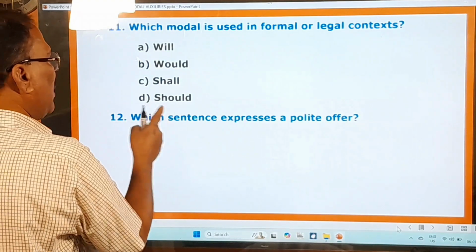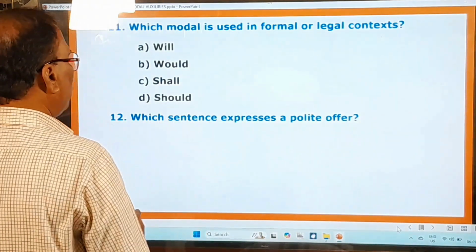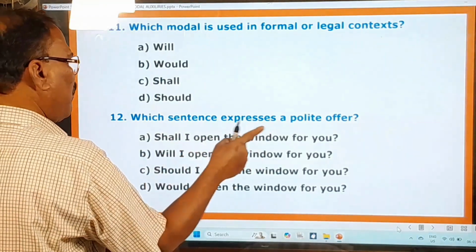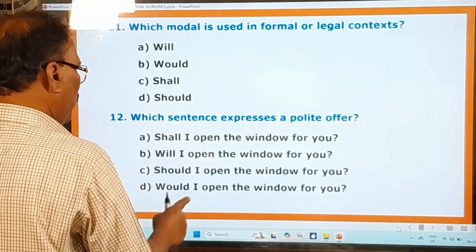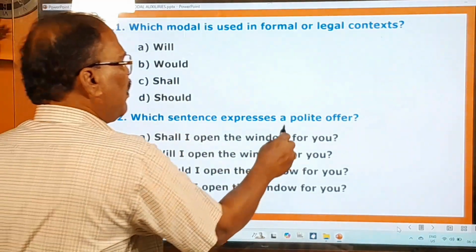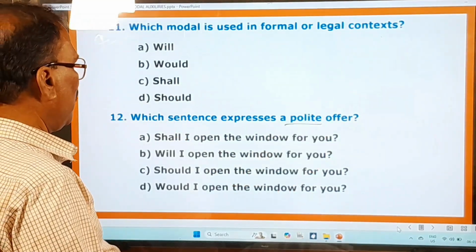12th question. Which sentence expresses a polite offer? Shall I open the window for you? Will I open the window for you? Should I open the window for you? Would I open the window for you? You know that very well. A polite offer. Now you move on to other questions.